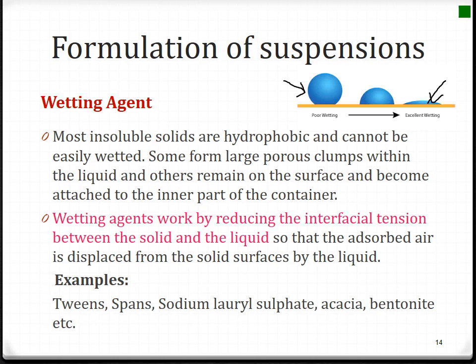Back to the particles in a suspension. If the particles are not easily wetted, they tend to either form clumps, remain on the surface, or get stuck onto the walls of the container. Wetting agents can be added to promote wetting of the particles, and they work by reducing the interfacial tension between the solid particle and the liquid medium. Examples of wetting agents are surfactants such as Tweens, Spans, and sodium lauryl sulfate, natural polymers like acacia, or clays such as bentonite.